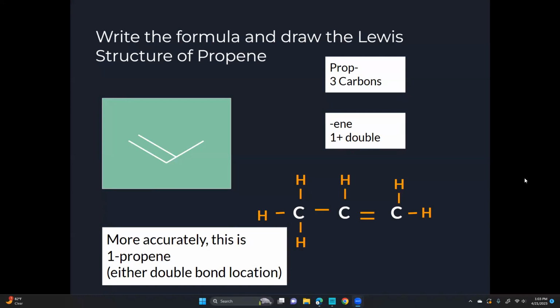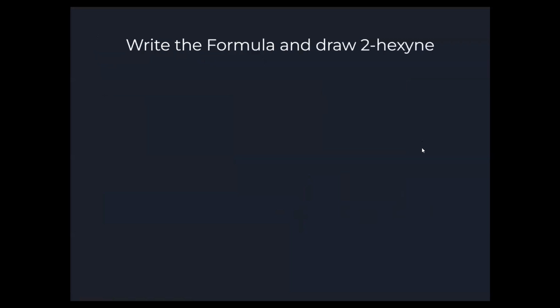Okay, so 2-hex-ine. Spot 2. Hex, 6 carbons. Ine, double, or not double, ine, triple bond. So in spot 2, there is a triple bond in hex-ine.